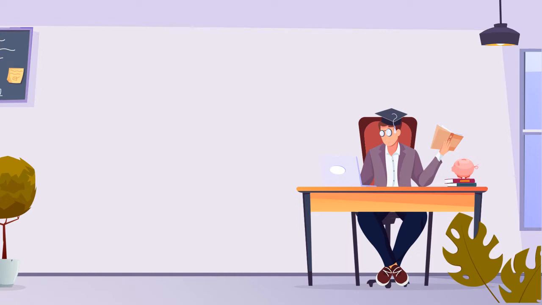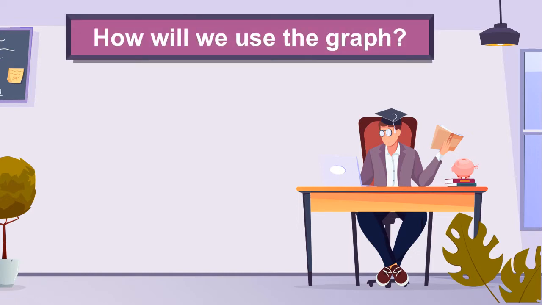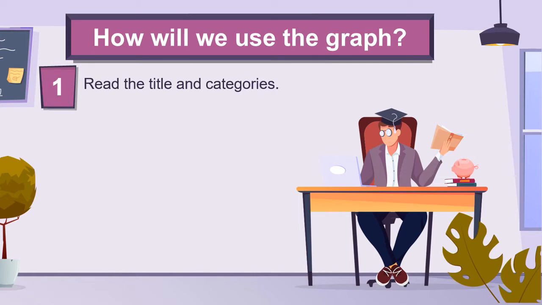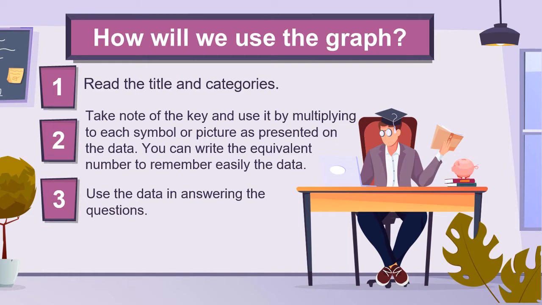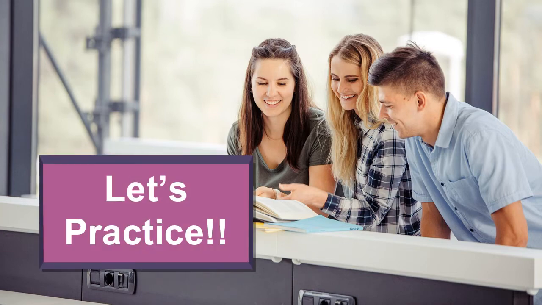So, when a graph is already presented, how will we use the graph? First, read the title and categories. We have to be careful that we are using the proper graph in answering the questions. Second, take note of the key and use it by multiplying it to each symbol or picture as presented in the data. You can write the equivalent number to remember the data easily. And third, use the data in answering the questions. Just like the rest of the tables and graphs, we have to note: do not use what is not asked. So, let's practice.